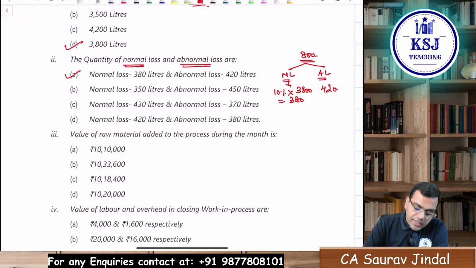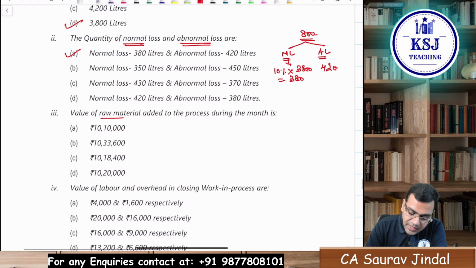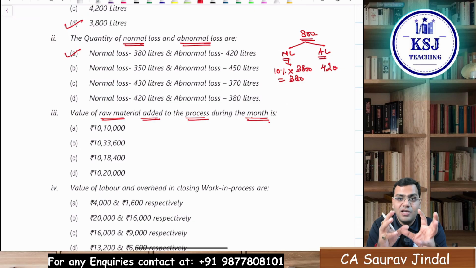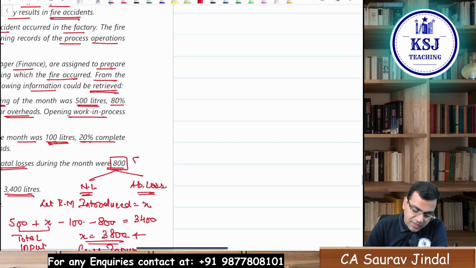Clear? Now they say value of raw material added to the process during the month. Value of raw material added to the process during the month. What is the total value of the raw material that is incurred during the month? Total value of the raw material incurred. For that, what we have to do is we have to prepare the statement of equivalent production and statement of cost per equivalent unit. From there, we will be able to calculate this value. Let's prepare the statement of equivalent production first.